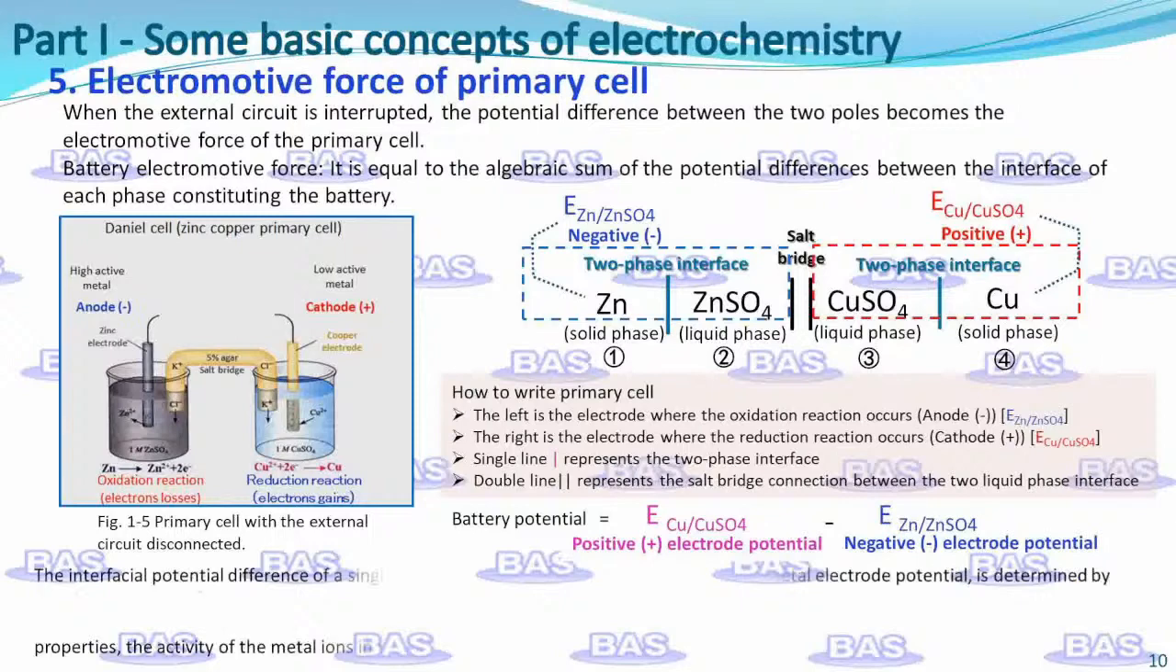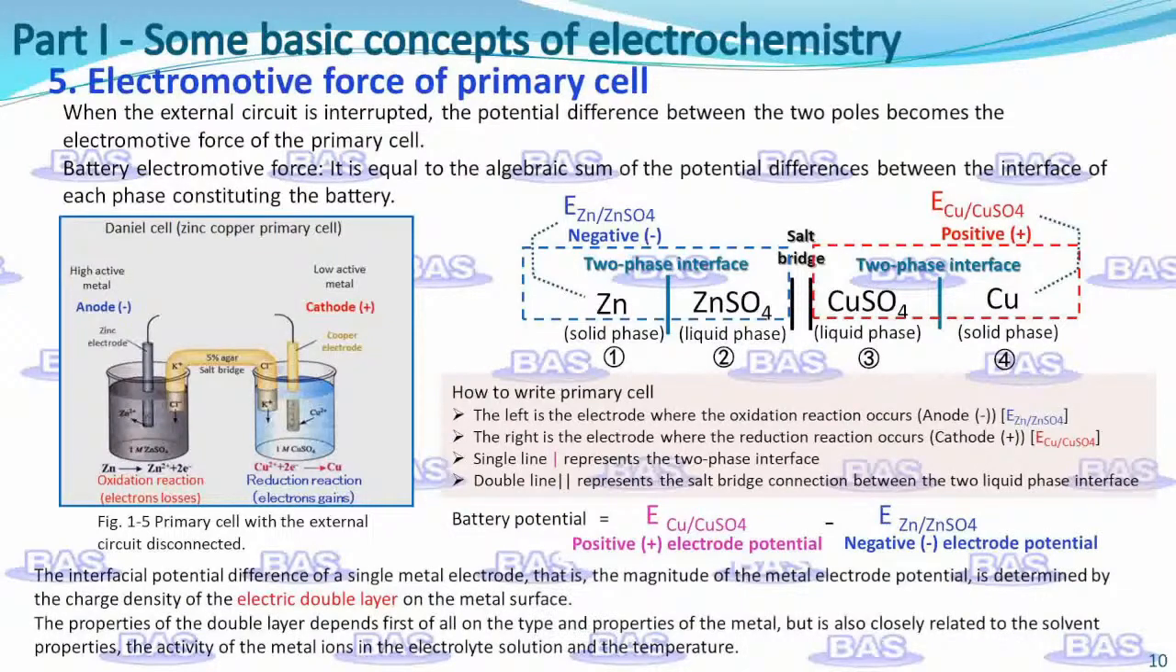The interfacial potential difference of a single metal electrode, that is, the magnitude of the metal electrode potential, is determined by the charge density of the electric double layer of the metal surface. The properties of the double layer depend first of all on the type and properties of the metal, but are also closely related to the solvent properties, the activity of the metal ion in the electrolyte solution, and the temperature. Next, the properties of the electric double layer will be discussed.